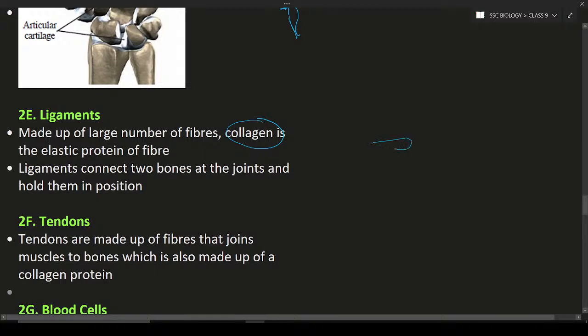Let us consider this is a bone and this is also a bone. Between the bones, the ligaments are present. It means the bones are joined by the ligaments. Here are the tendons. This is a bone and a muscle. Bone and muscle are connected with tendons. Remember, ligaments are made up of collagen and join two bones together, and tendons are a tissue made up of collagen that join bones and muscles.